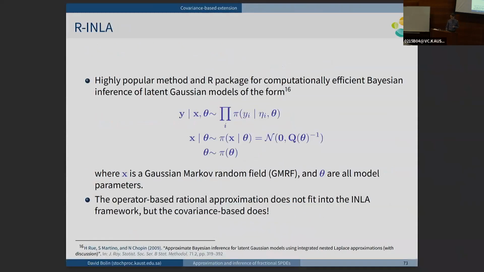So I guess you heard Håvard Rue talking about this in his talk yesterday. R-INLA, or INLA, is a very popular method and R package for computationally efficient Bayesian inference of latent Gaussian models. Essentially of this form: you have some kind of likelihood distribution, then the latent process of interest, which we assume is a Gaussian-Markov field, and then we might have some priors on the coefficients.